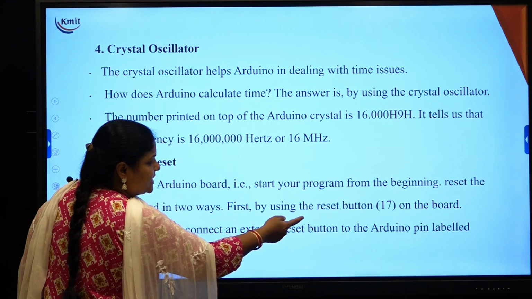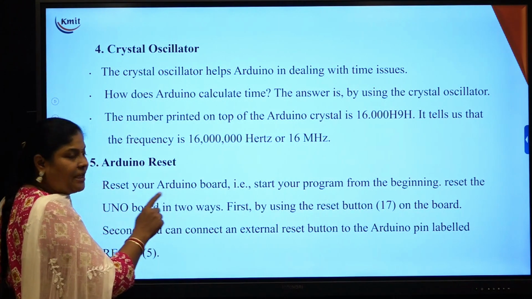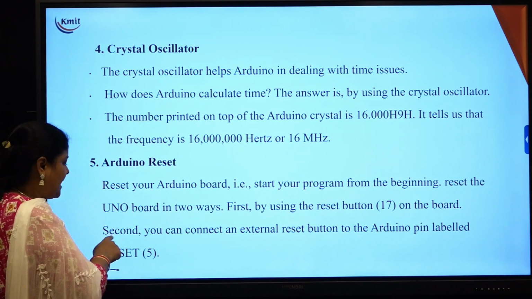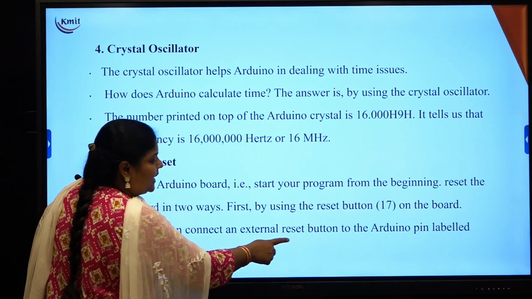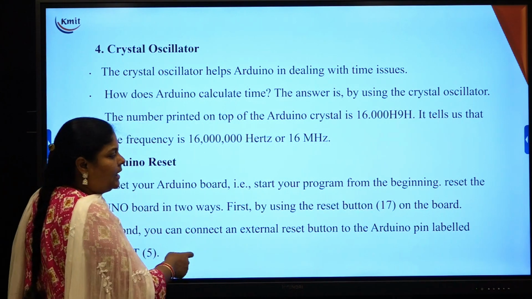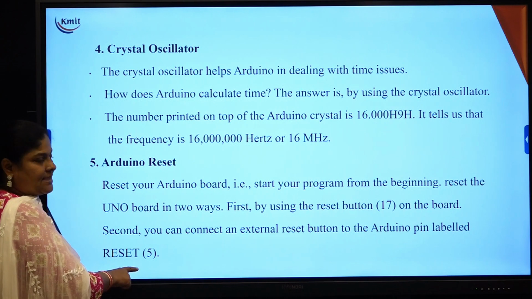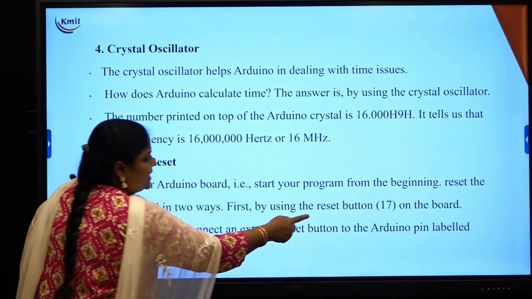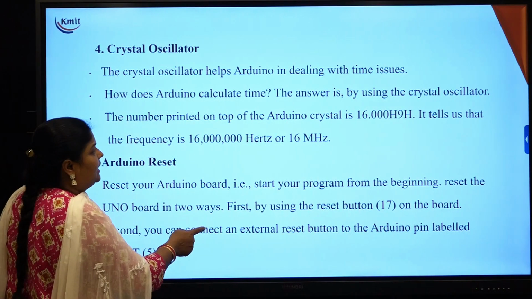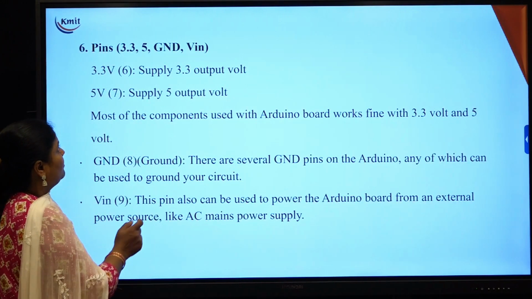First, by using the reset button, which will be on the 17th pin, which you have seen in the previous slide. And second, you can connect an external reset button to the Arduino pin labeled reset. So this is the 5th pin, and the reset button which is available is at the 17th pin.